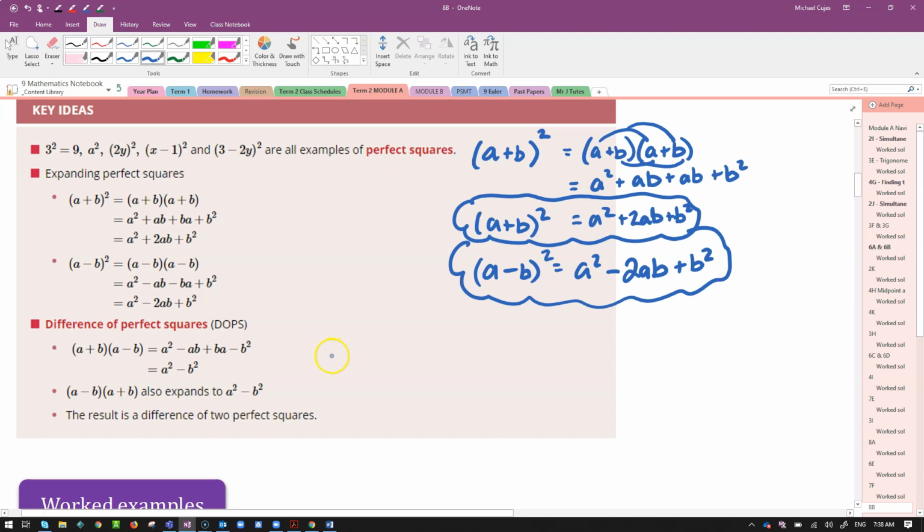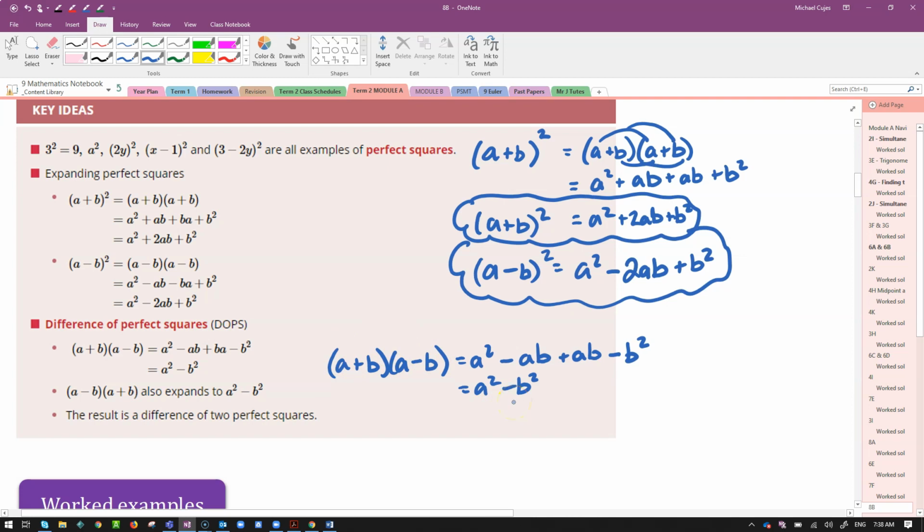Let's see why it works. If I have a plus b multiplied by a minus b, well, a times a is going to give me a squared. A times negative b, negative ab. Here I've got positive b times a, so that's positive ab. And then positive b times negative b, positive times a negative is a negative b squared. You can see those middle terms disappear, and I'm just left with a squared minus b squared. So it's a nice quick one. If you can recognise that pattern, a plus b, a minus b, you can go straight to your answer.